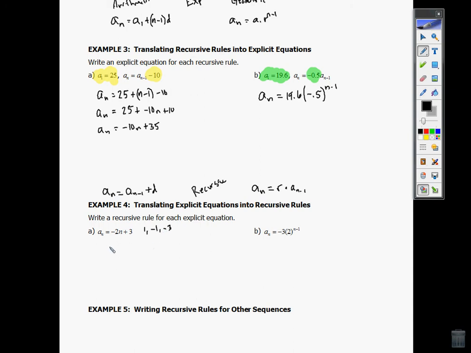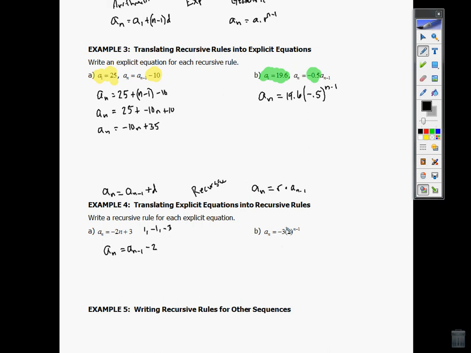So if I want to write the recursive rule, I can say that any number will equal the number that preceded it, a sub n minus 1, plus the common difference, which we just said was negative 2. And that is my recursive definition. I can get the second term by taking the first term and subtracting 2. Is that true? Can I get negative 1 by taking the first term, 1, and subtracting 2? Yeah. Can I get the third term by taking the second term and subtracting 2? Yes. Now let's go over to the geometric version.